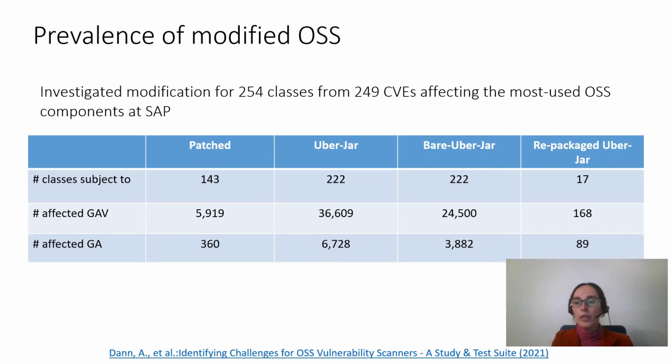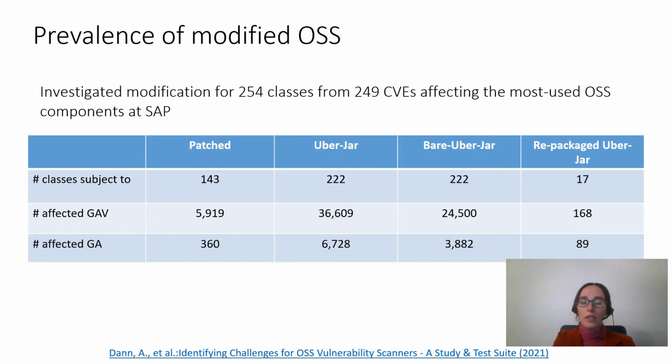Then we have also bare Uber jars, which are a popular modification. And then patched components were also found for 56% of the classes, and were part of around 6,000 packages. Repackaged Uber jars were found for 17 classes, so much less, which are part of 89 distinct identifiers, Maven coordinates.